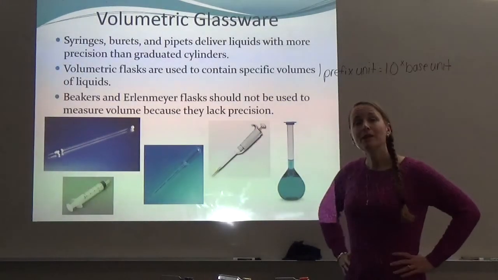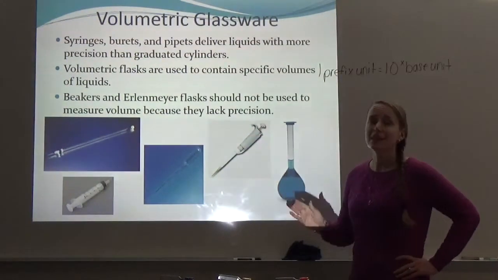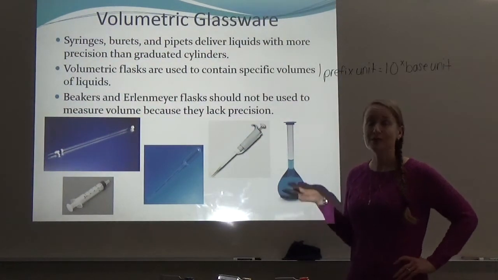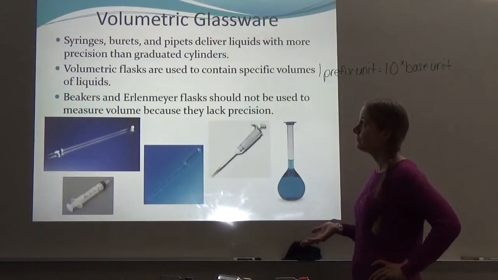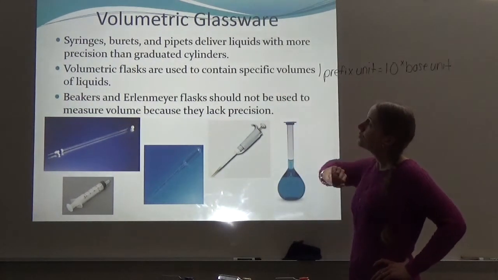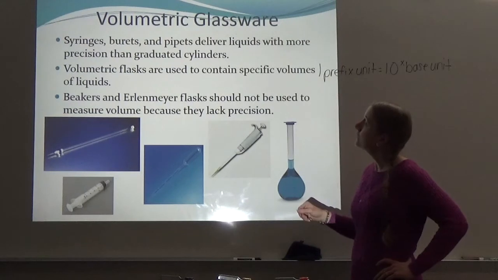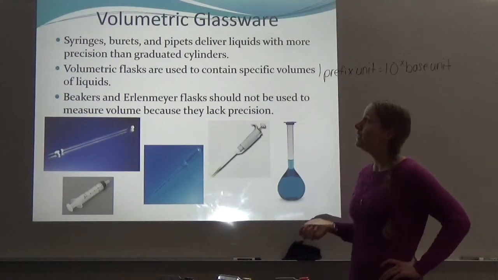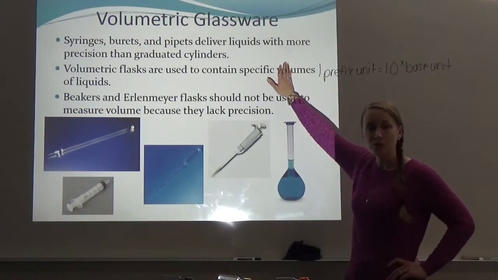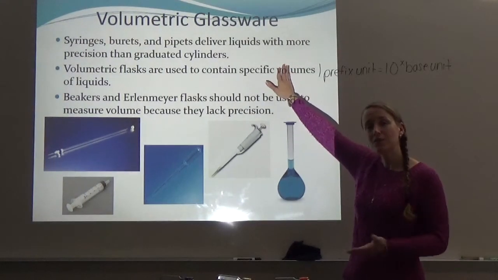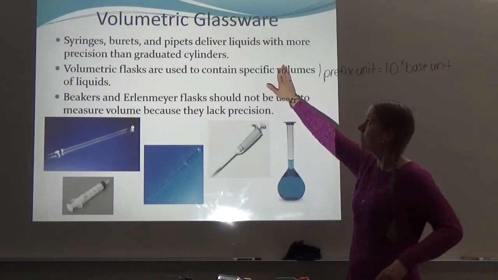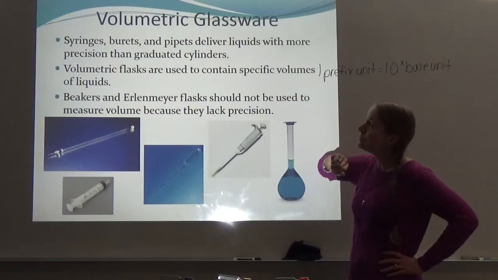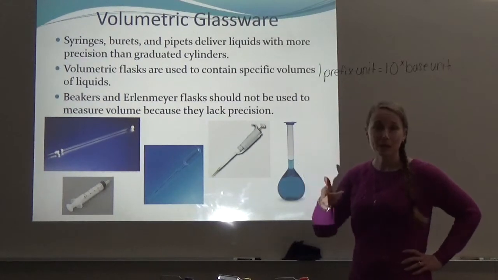So let's talk a little bit about volume. When you're in lab, there is lots of different glassware and equipment that measures volume. Some of it is more accurate than others. Syringes, burettes, and pipettes deliver liquid with more precision than a graduated cylinder. Now, in our class, we will mainly use graduated cylinders because the labs that I give you, we don't have to be super precise on. However, if you are working in those conditions, syringes, burettes, and pipettes are better than graduated cylinders.